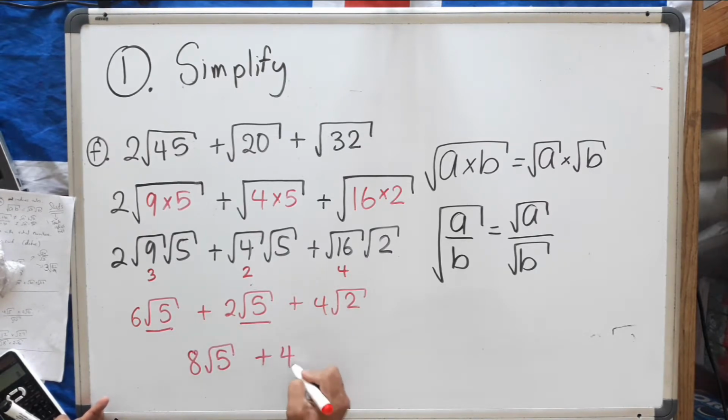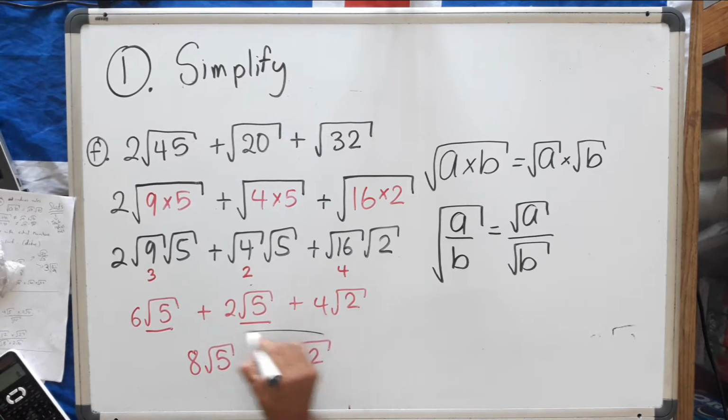And the 4 has a square root of 2. These two cannot be squished together. This is your final answer for this particular scenario.